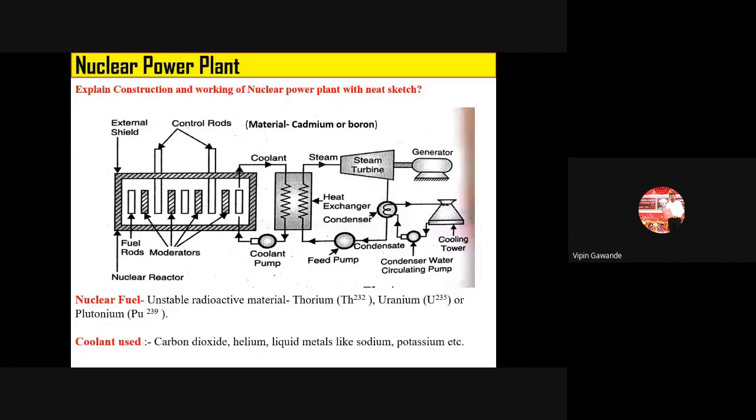External shield is the... हे कशासाठी असतं एक्सटर्नल? न्यूक्लिअर पॉवर प्लांटला एक्सटर्नल शील्ड कशासाठी लावायची? हो, रॉड्ससाठी. एक्सटर्नल शील्ड कशासाठी लावतात न्यूक्लिअर पॉवर प्लांट मध्ये?